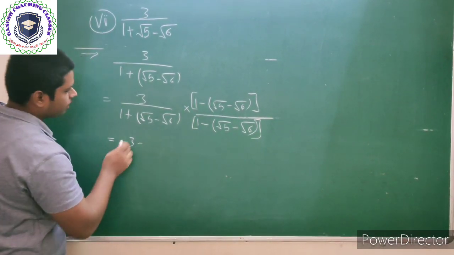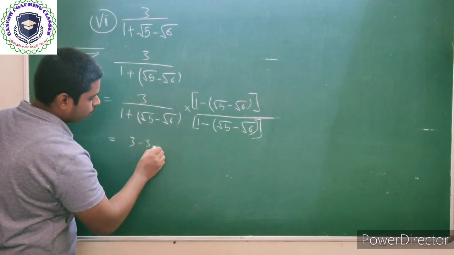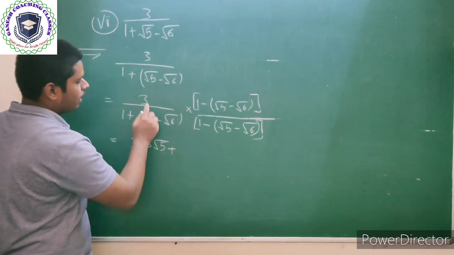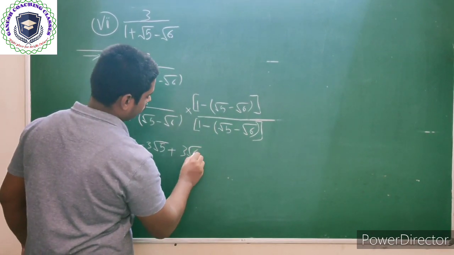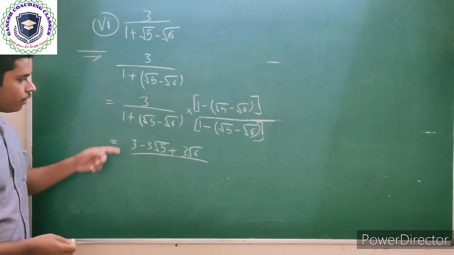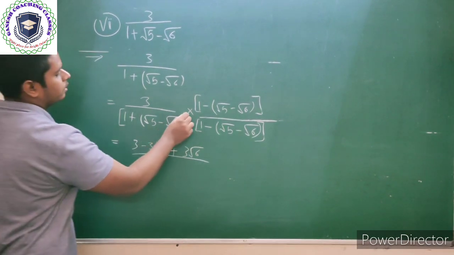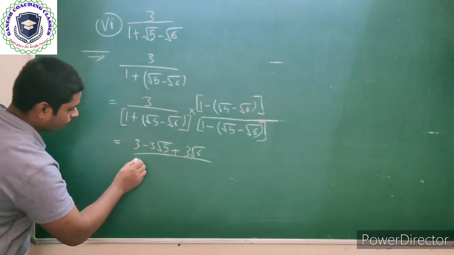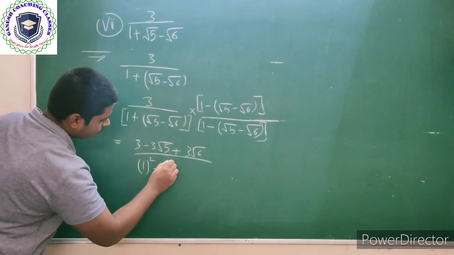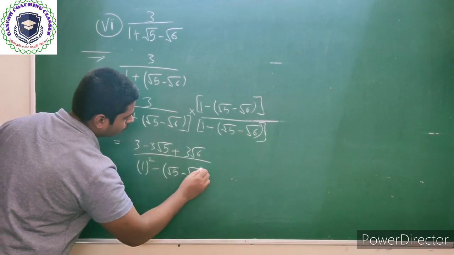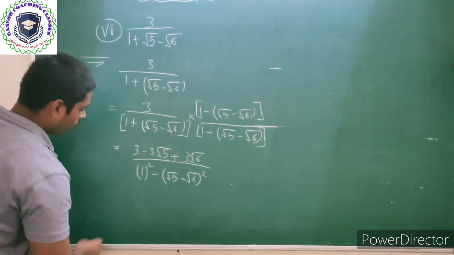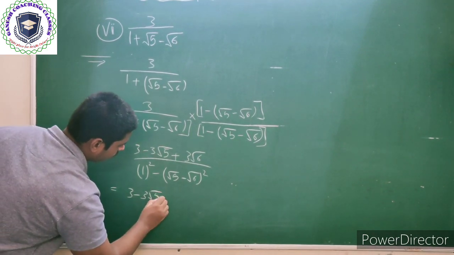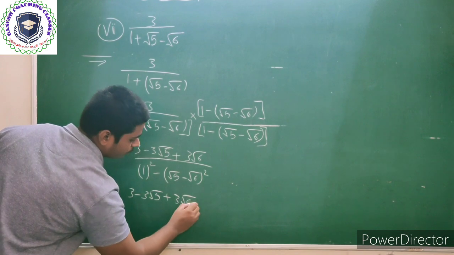So here minus 3 into root 5, 3 root 5. And minus minus plus, and 3 into root 6, 3 root 6. In the denominator, we are getting a plus b, a minus b, so a square minus b square. So 1 square minus root 5 minus root 6 the whole square. Here we keep the numerator as it is and we have to simplify the denominator.